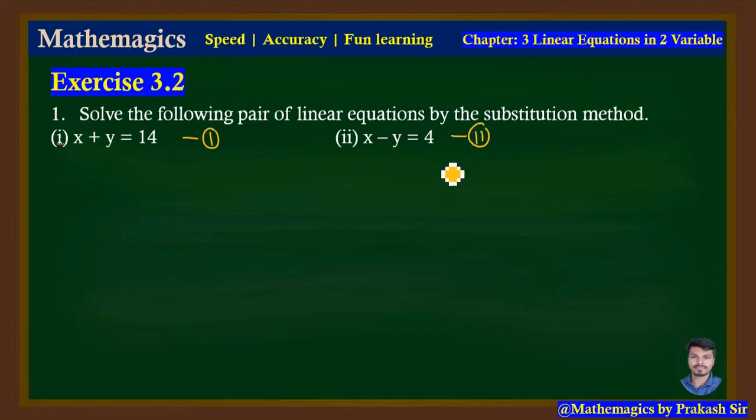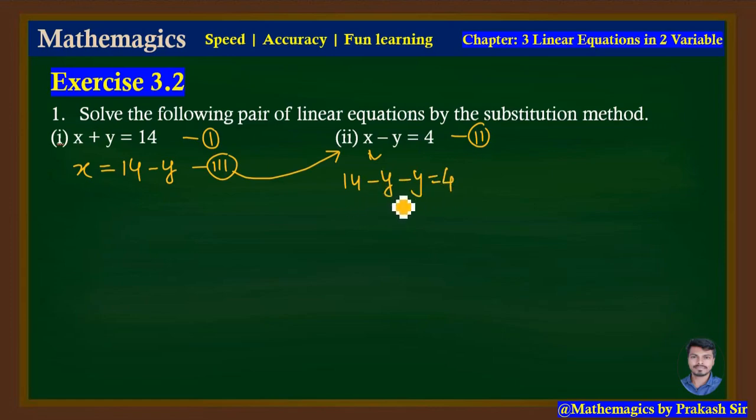Now we are going to apply the substitution method, and here you will understand what the substitution method is. The first one is x plus y is equal to 14. So x is equal to 14, and y will be transposed to that side, becoming minus y. I hope this is clear to you. This is the third equation. This third equation I'm going to put in the second equation. In place of x I'm putting 14 minus y, and this gives 14 minus y minus y is equal to 4.